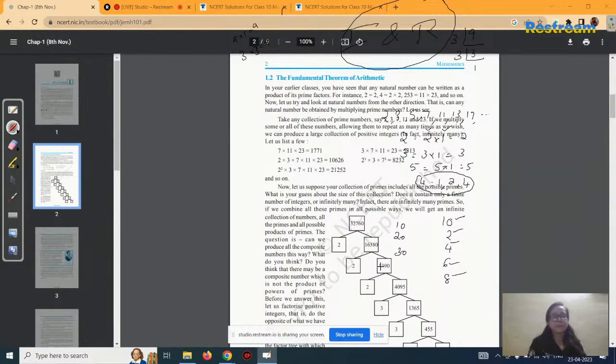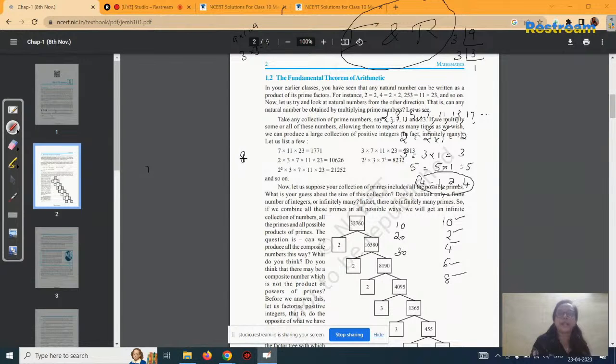So is it clear what is the composite number and what is a prime number? Is it clear, everyone? May I go to the next one now? This one, the fundamental theorem of arithmetic. So what is the fundamental theorem of arithmetic? If we are taking a simple, small number, I will take 8.